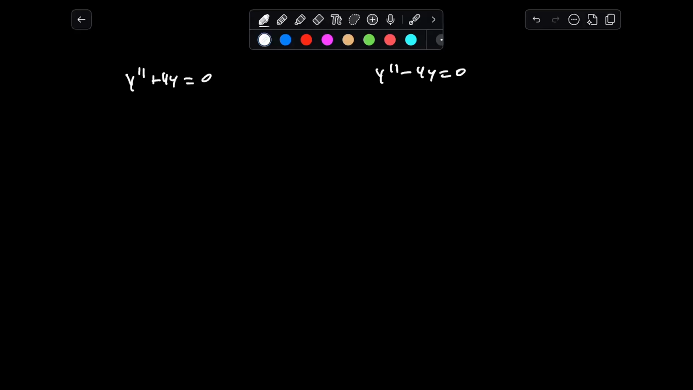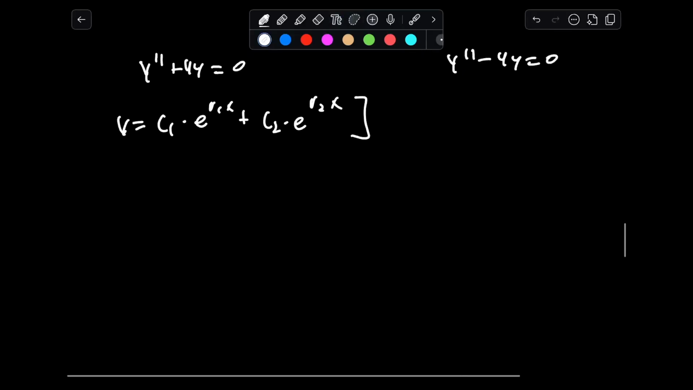The initial one would have a discriminant greater than 0, and the other one would have less than 0, meaning that one would have the general solution with the formula y equals c1, that's the constant, times e to the power of r1x plus c2 times e to the power of r2x. And this is essentially the general solution for the first case.